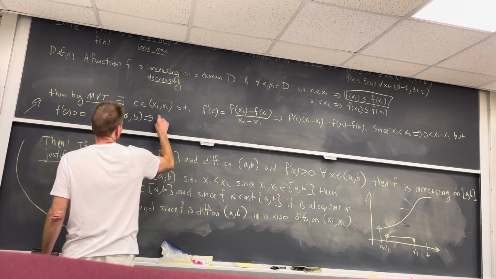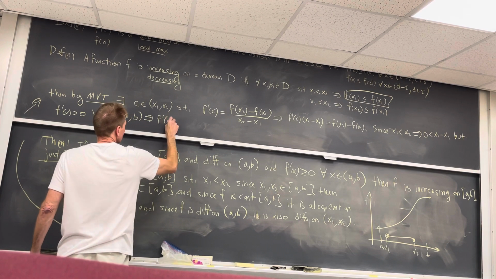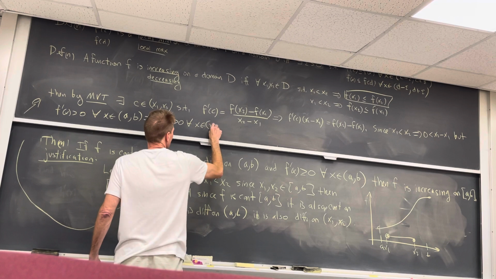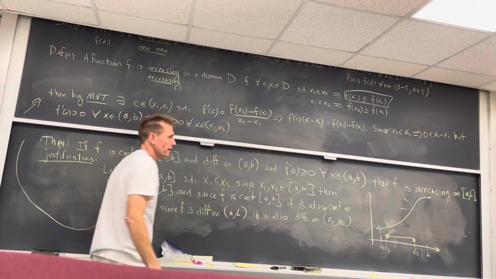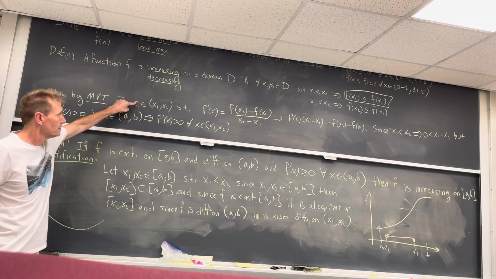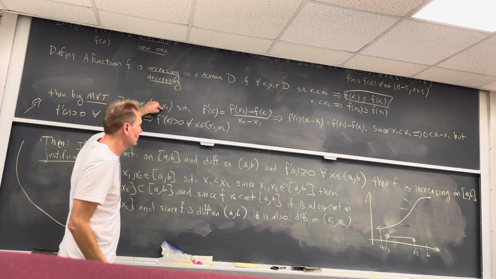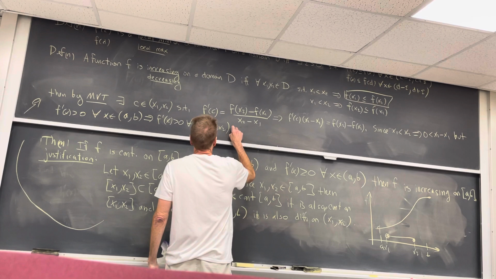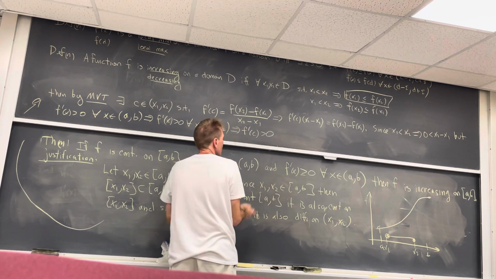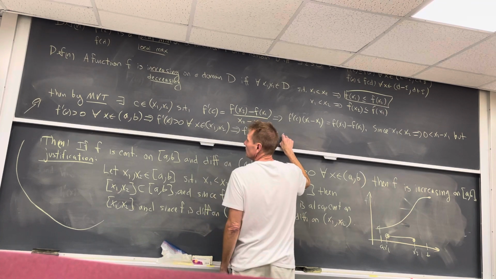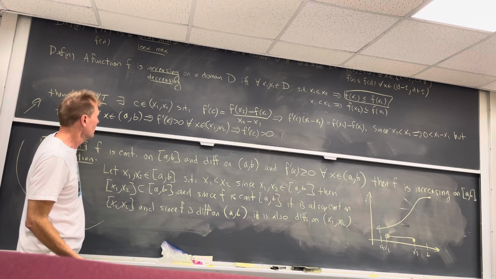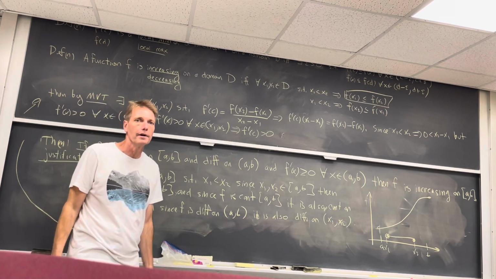So this implies that f prime of x is greater than 0 for every x that's an element of x1 and x2. But where is C? C is in the interval x1 and x2. So this implies that f prime of C is greater than 0, as f prime of x was given greater than 0 for every point in the interval AB.